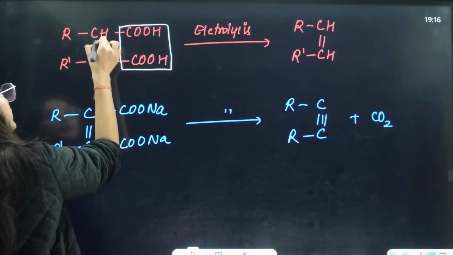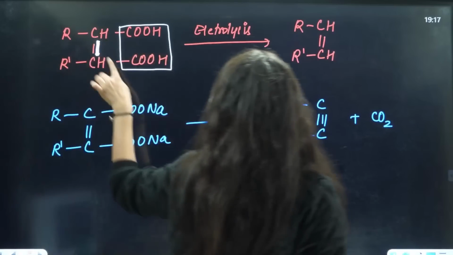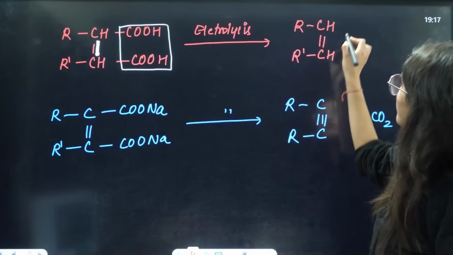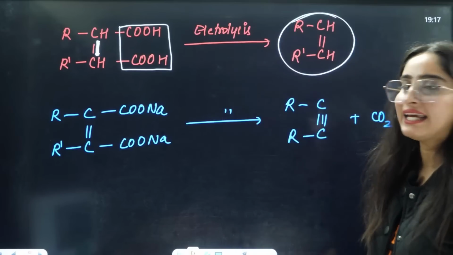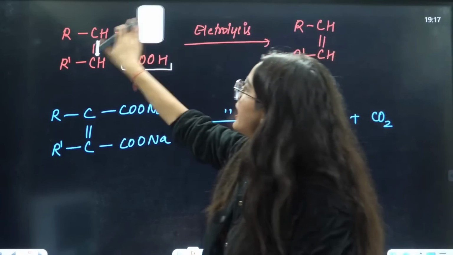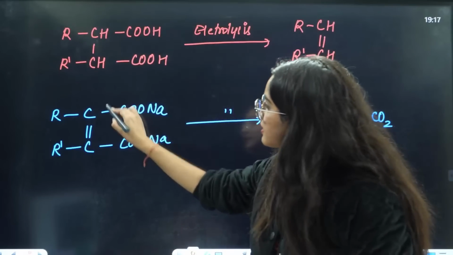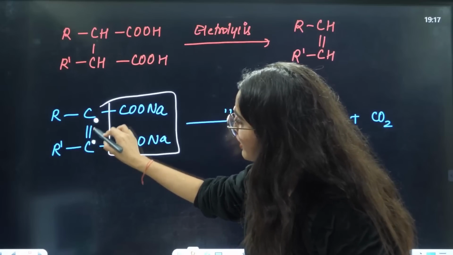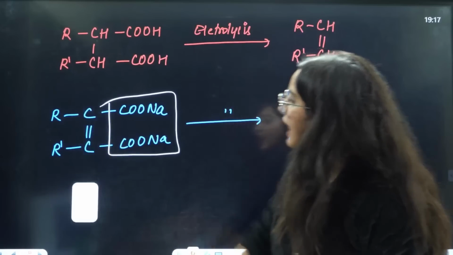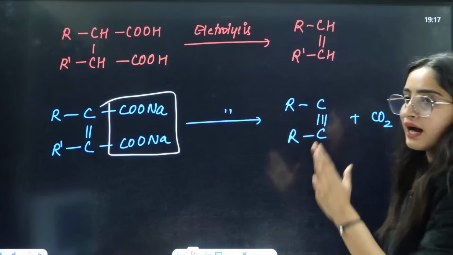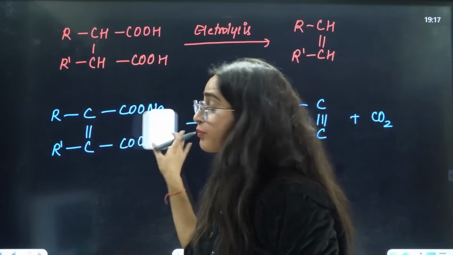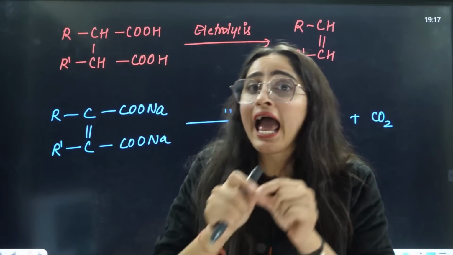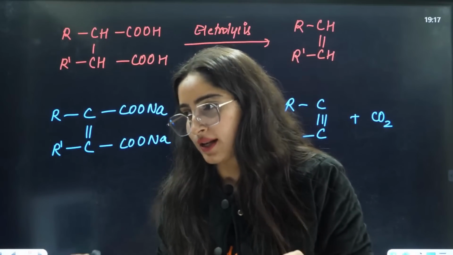Then they will combine together and you will have the formation of this alkene, right? Here also I am doing the same thing. This will be eliminated. Here you have one free radical. They will combine. You will have the formation of this alkyne. This is how from Kolbe electrolysis you can have the formation of alkene and alkyne as well.